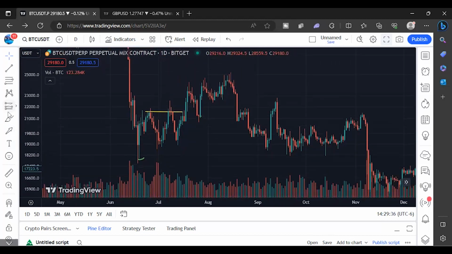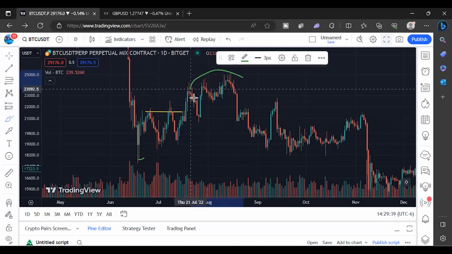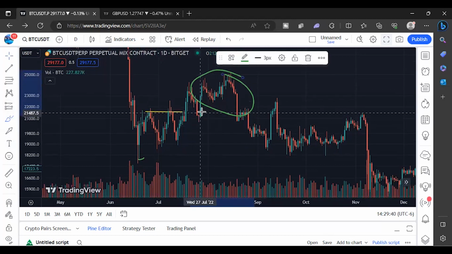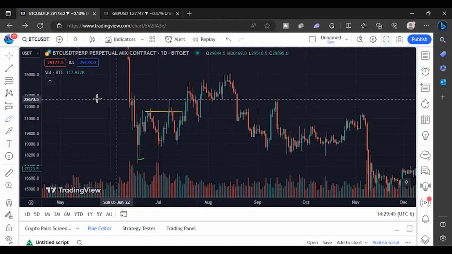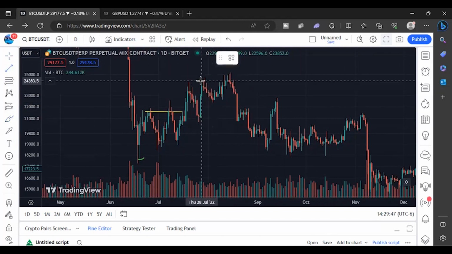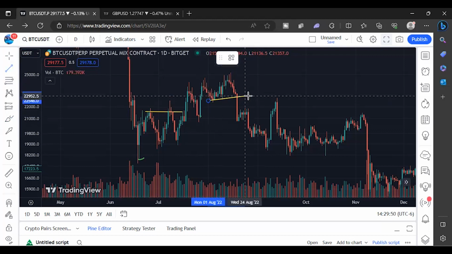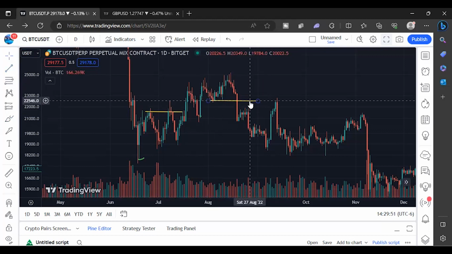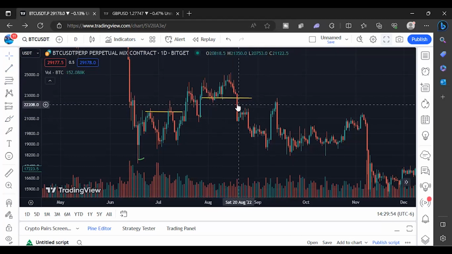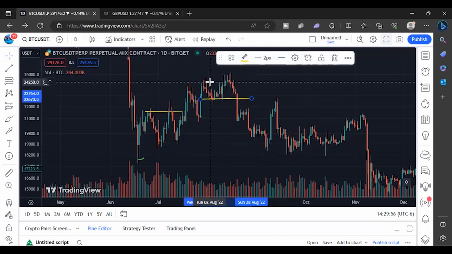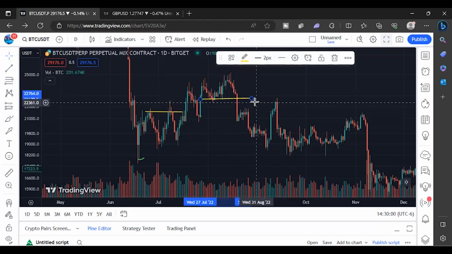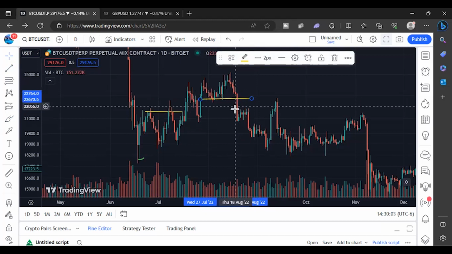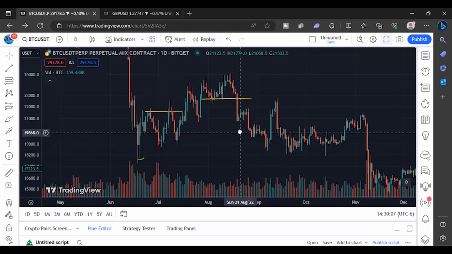Here's another perfect example of the double top working right here. Okay, you can see here the price formed this double top, and now we have the neckline right here. This time around, we can see the price actually ended up breaking the neckline. You see that? So instead of the price finding support, it actually broke it. And this is a strong indication that the price is going to drop lower.